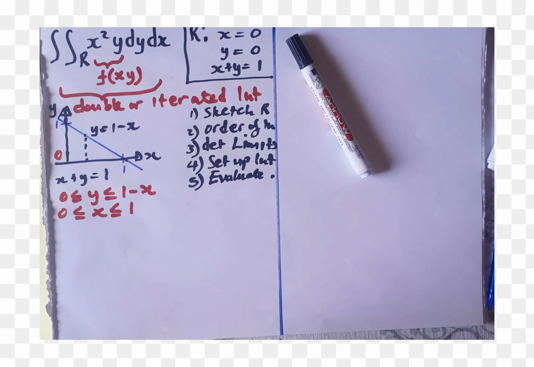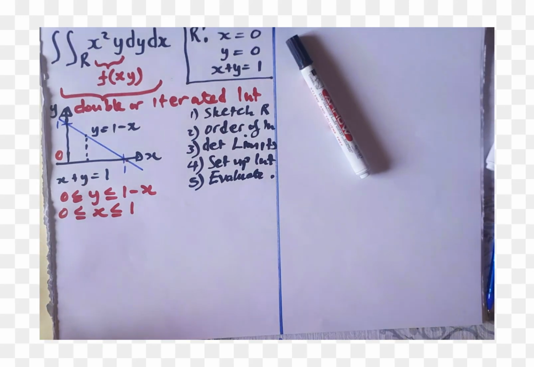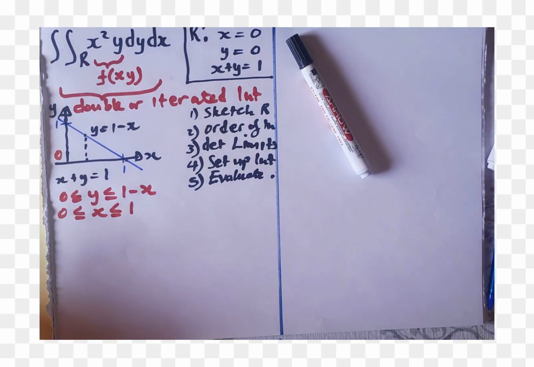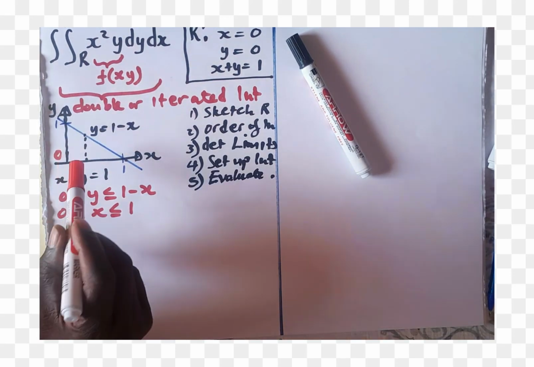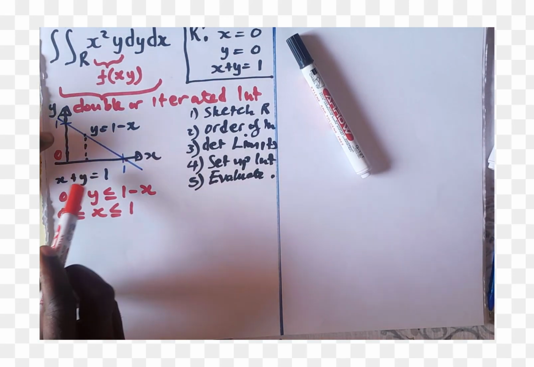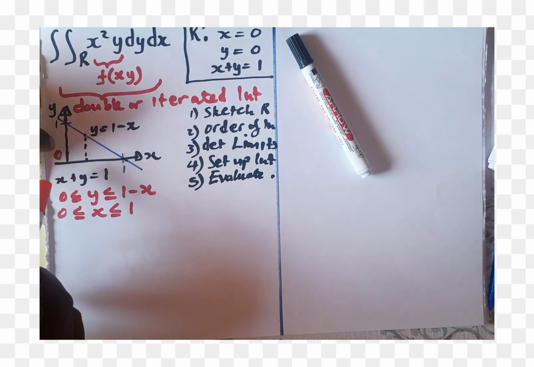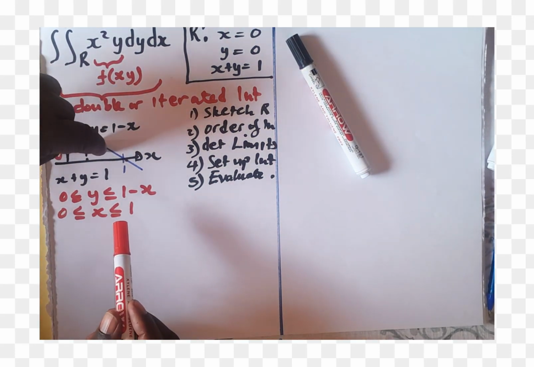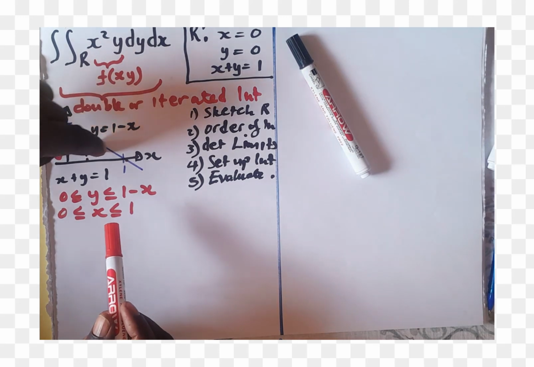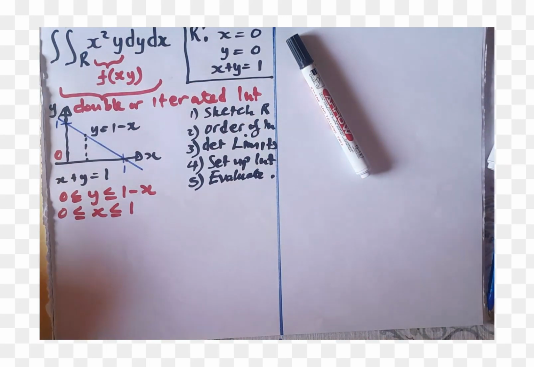Remember, if we had decided to integrate with respect to x first, we were going to draw a horizontal line parallel to the x-axis where x would vary from 0 here up to a point here where x would be equal to 1 minus y. But then, of course, we chose y.